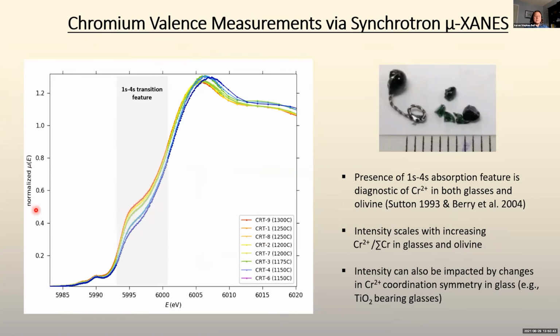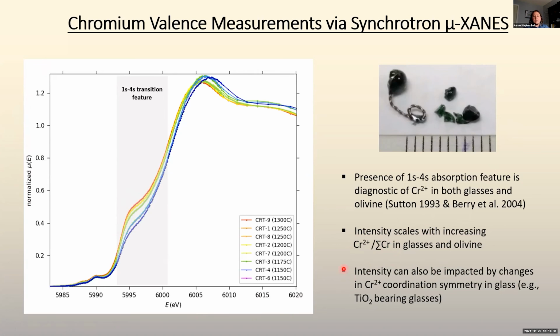And so typically we would look at this in just normalized absorbance versus energy. We might look at it in normalized, or the derivative of normalized absorbance versus energy. And so I'll show you a plot like that. And the basic idea here is pretty simple. The intensity of this feature, the integrated area under here, basically scales with the chromium 2+ to total chromium ratio. So this is for the most part true, although there are a few complications that are probably worth mentioning here.